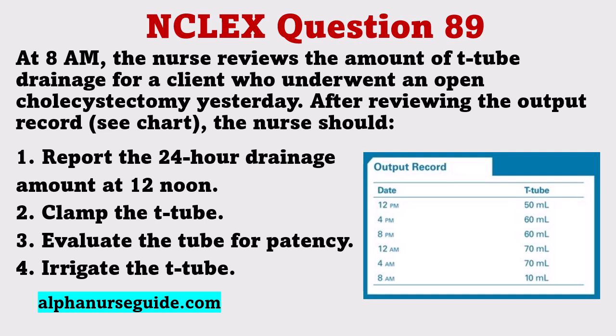With the sudden decrease in drainage at 8 a.m., the nurse should immediately assess the tube for obstruction of flow that can be caused by kinks in the tube or the client lying on the tube. Drainage color must also be assessed for signs of bleeding. The tube should not be irrigated or clamped without a prescription.